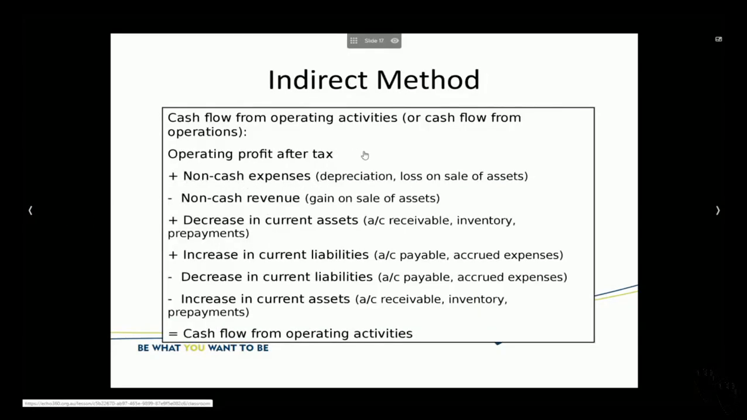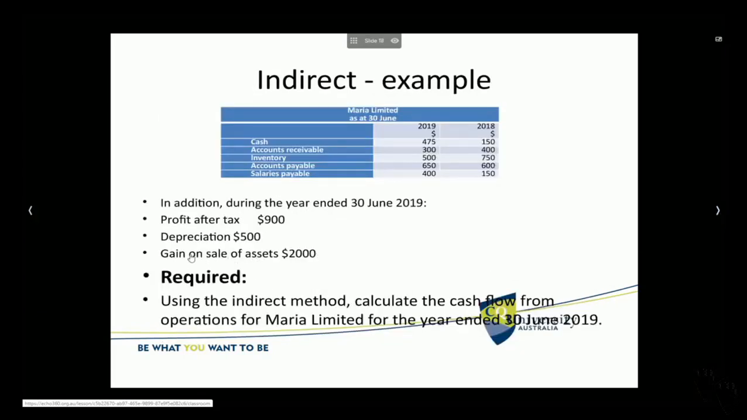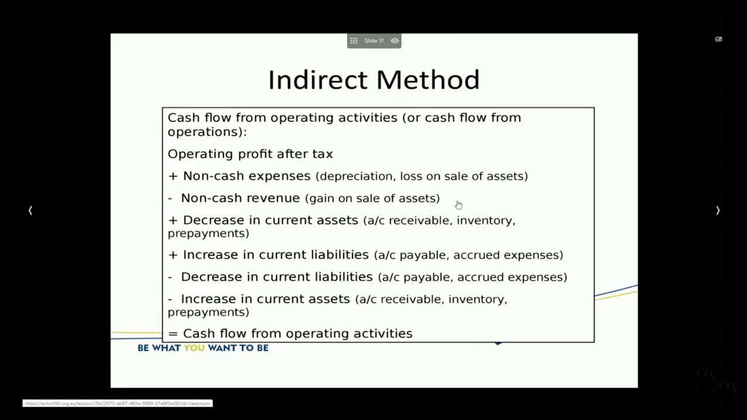So we've got 900 here and 500 here so far. Now we'll see if we've got any non-cash revenue. Have we got a gain on sale of assets anywhere? Yes, we do. The extra information told us we've got a gain on sale of assets of $2,000. So put that 2,000 next to this line item, non-cash revenue. Don't worry about whether it's plus or minus at this stage, just write the figures down. We'll use this little formula on the left-hand side to guide us.